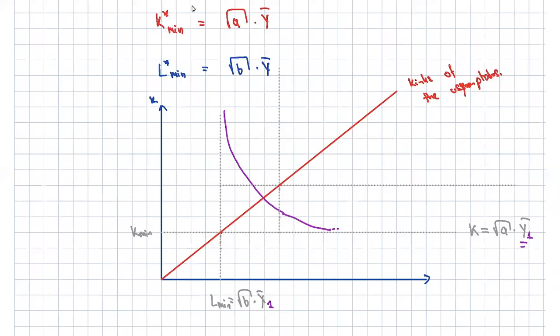So if I wanted to draw the isoquant for this higher level, I would again draw something that would look like this, where here is now the square root of A times y2 bar. Exactly. Excellent.